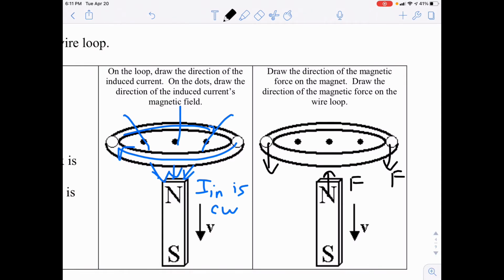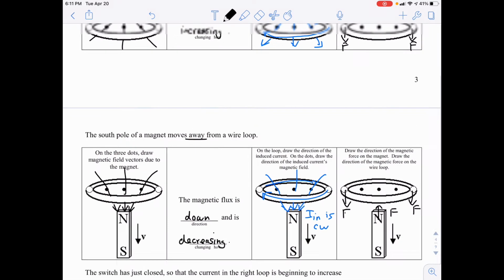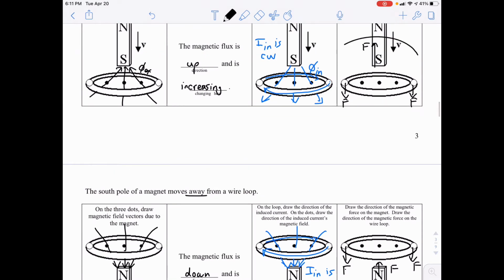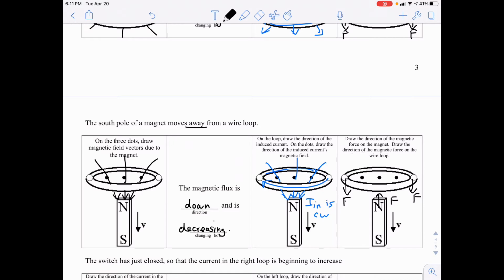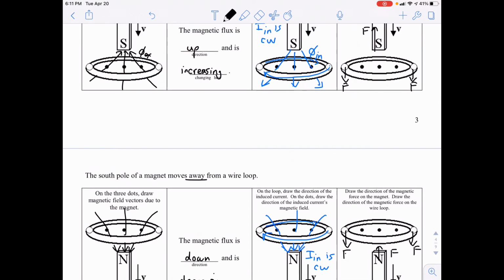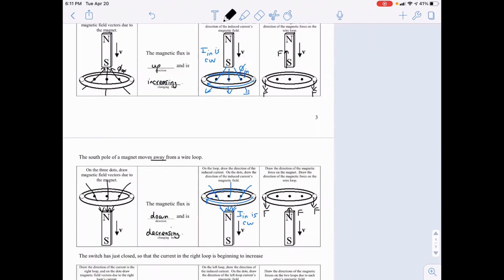pointing towards each other, which again, just like we saw in the previous example, with the forces pointing in, notice how the forces are always going to be pointing in opposite ways, whether they're repelling or attracting, and what that does is serve to slow down the magnet as it's being dropped through the loop.